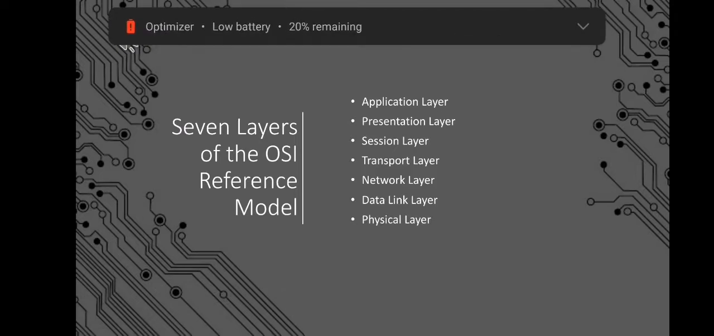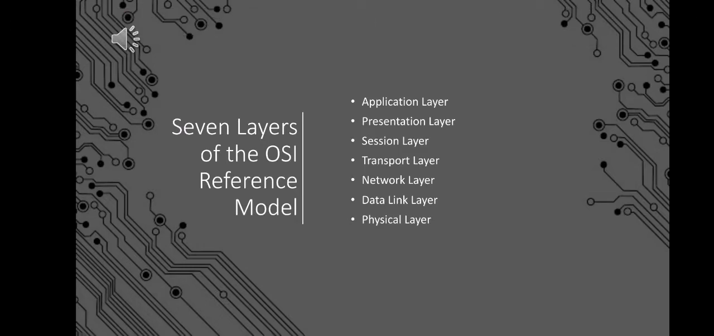The last layer is the physical layer. It deals with transmission of individual bits from one node to another over a physical medium. It defines the physical characteristics and functions of the physical devices and interfaces so that transmission can occur.